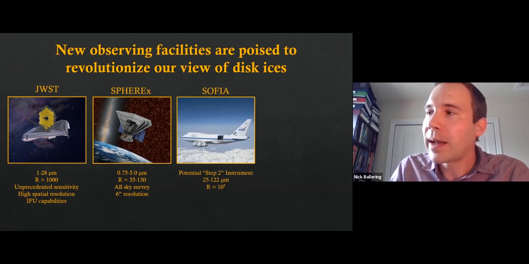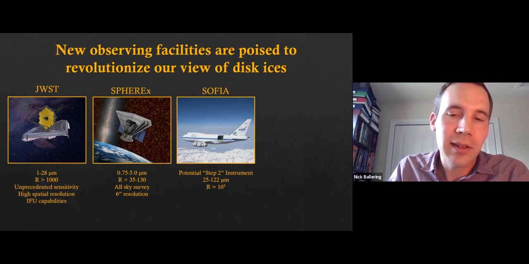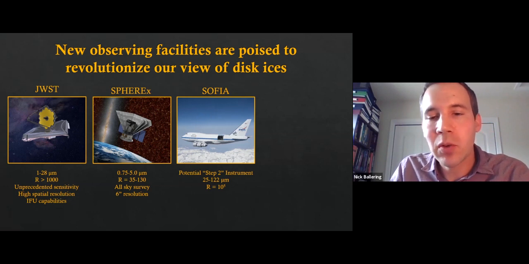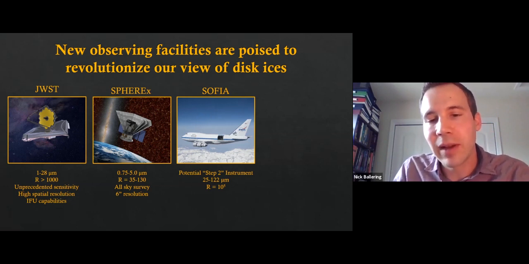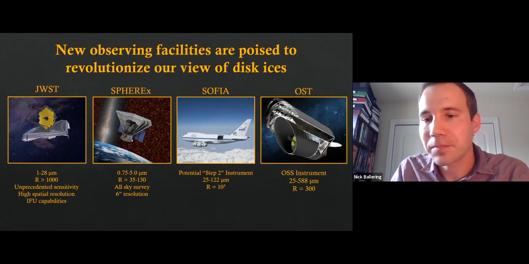In terms of the far IR emission features, SOFIA just released their instrument roadmap for where they're trying to go with their instrument facilities. And one of the concepts for their, quote, step 2 instrument development would be a far IR spectrometer from 25 to 122 microns that would cover those far IR water ice emission features.